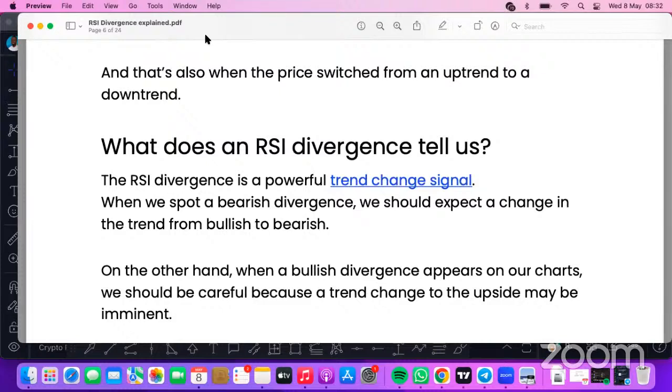It's a powerful change in the trend. So if someone is able to identify divergences while doing technical analysis, you could know that this coin that I'm so excited about, that I believe will continue going up, this coin that I believe will give me a lot of money, has changed now. It's going to start going down. So when we spot a bearish divergence, we should expect a change in trend from bullish to bearish.